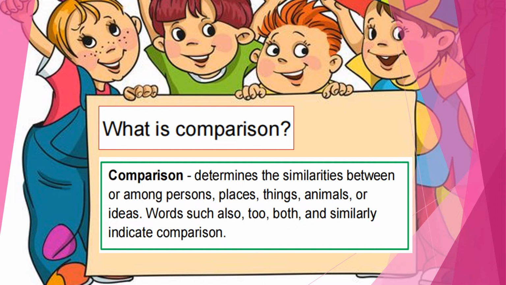When we say between, we are talking about two things, two persons, two animals, or two ideas. And if you're talking about among persons, among means more than two. We use between if you are comparing two things, two places, two persons, two animals, and ideas. Or among, we're talking about three or more, right? Okay, and we have a clue. We will use words such as also, too, both, and similarly to indicate comparison.